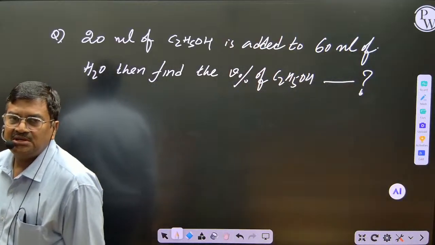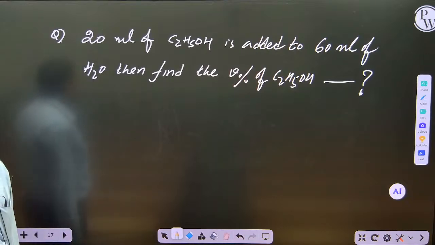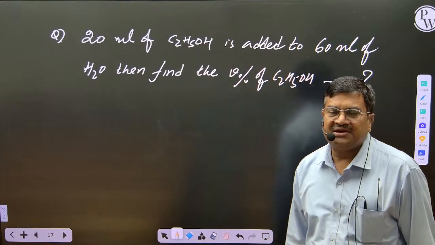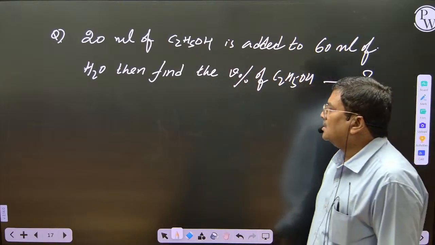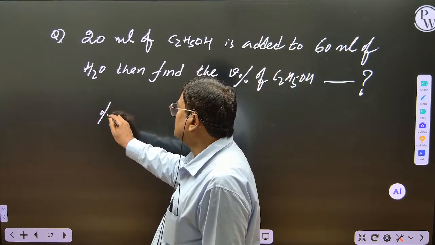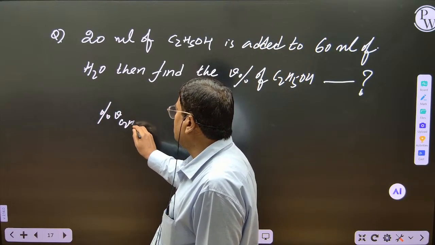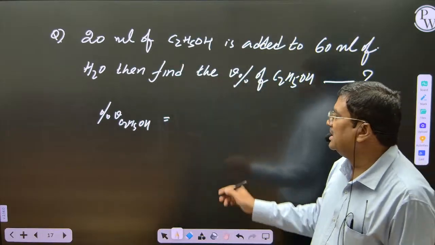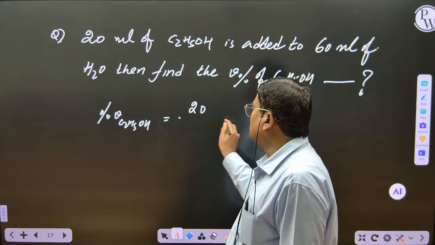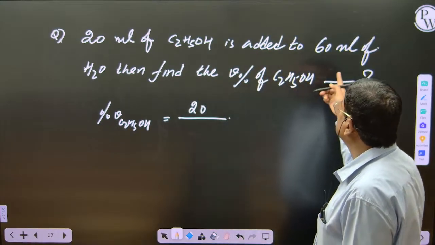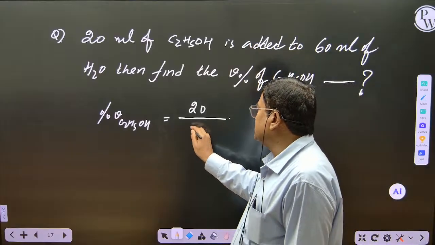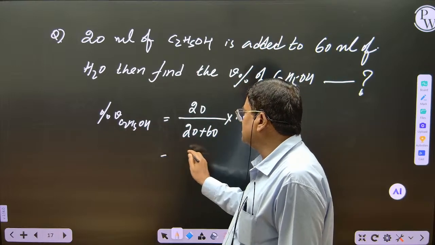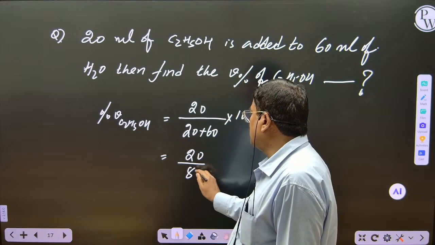Question understood, simple. 20 ml of ethyl alcohol I have taken, to that I have added 60 ml of water. Then what will be the percentage of ethyl alcohol? Tell me, students. What volume of ethanol did we take? 20 ml. What is the total volume of the solution? I have to add 20 plus 60, no? That means 20 plus 60 comes to 80. So 20 upon 80 into 100.